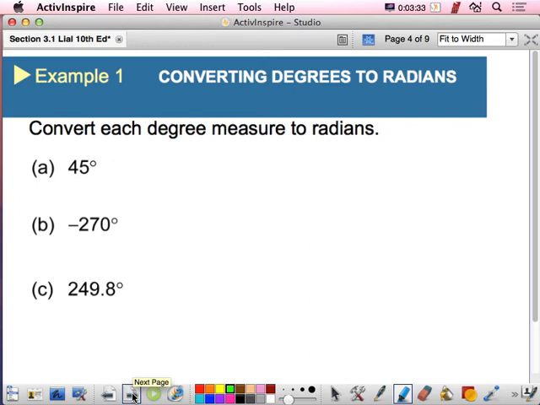For our first example, we would like to convert each degree measure to the appropriate radian measure. And if I don't tell you otherwise, what I would really like for you to do is to leave the radian measures exact. That means don't turn them into a decimal, leave them as a fraction. So let's take 45 degrees. If I start with 45 degrees and I want to convert it to radians, I need to multiply by pi over 180.